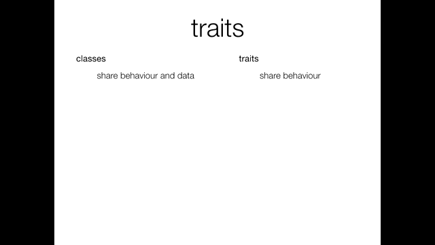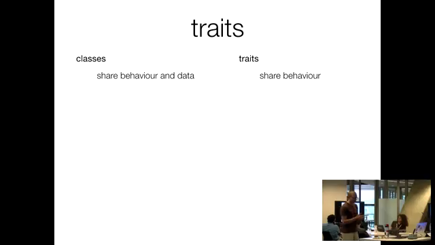So I'll do a little comparison between classes and traits. Classes are a way to share both behavior and data. When you inherit from a class, you inherit the data that's in the superclass, and you inherit the behavior, the methods that are there as well. Whereas traits are only about sharing behavior. You cannot share data in a trait. That's part of the concrete data types that Rust provides.